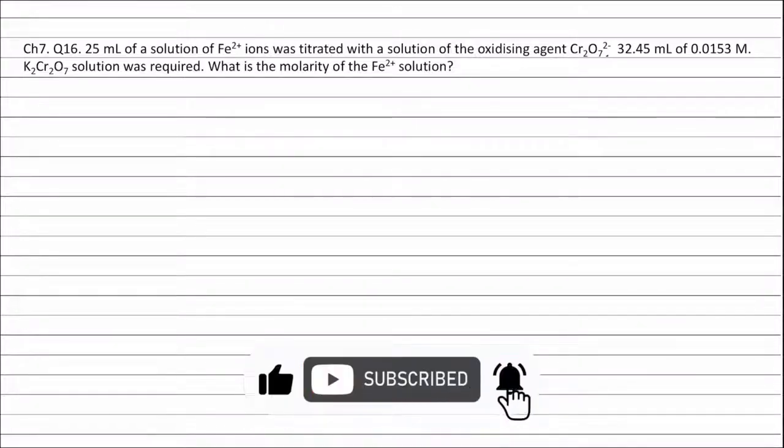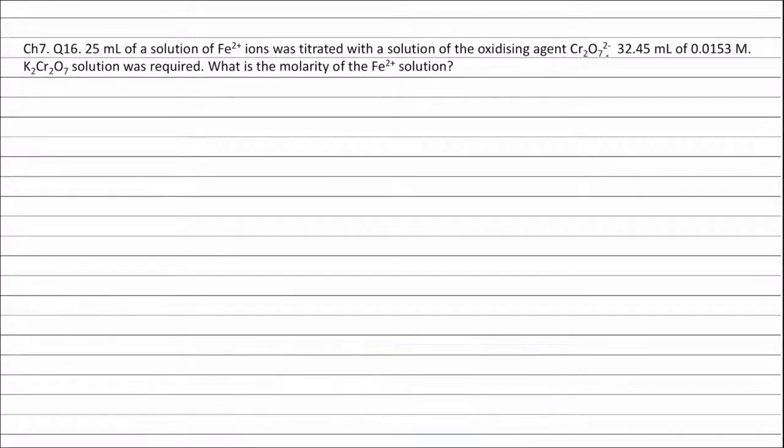Question 16. 25 milliliter of a solution of Fe2+ ions was titrated with a solution of the oxidizing agent Cr2O7 2-. 32.45 milliliter of 0.0153 M K2Cr2O7 solution was required. What is the molarity of the Fe2+ solution?